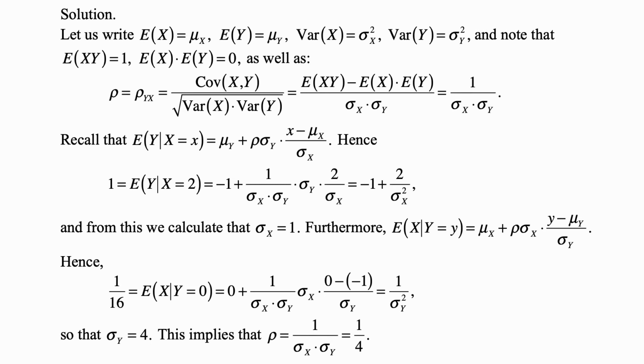Furthermore, expected value of X given that Y is equal to y is mu x plus rho sigma x times y minus mu y over sigma y. And again, we plug in what we have about the expected value of X given that Y is equal to 0, which is 1/16. And that's going to be equal to 0 plus 1 over sigma x times sigma y, rho, that's what we calculated, times sigma x, times 0 minus -1 over sigma y, so this is 1 over sigma y squared. And then sigma y has to be 4. This implies that rho, which is 1 over sigma x times sigma y, is 1/4.